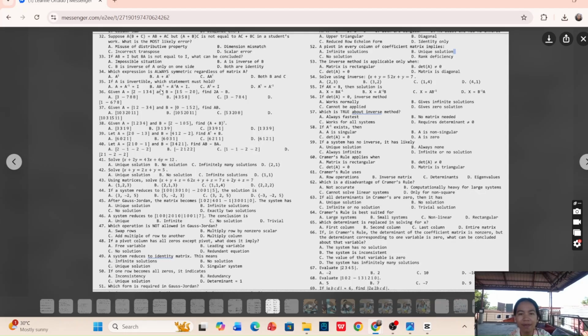Number 52, a pivot in every column of the coefficient matrix implies A. Infinite solutions, B. Unique solution, C. No solution, or letter D. Rank deficiency. The right answer for number 52 is letter B. A pivot in every column ensures a unique solution.